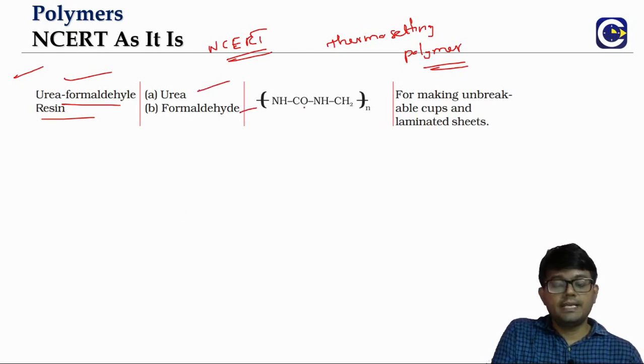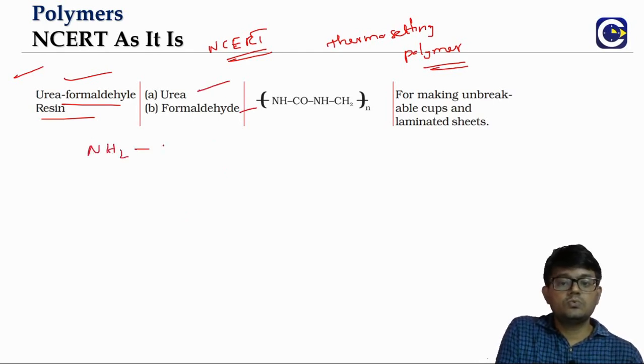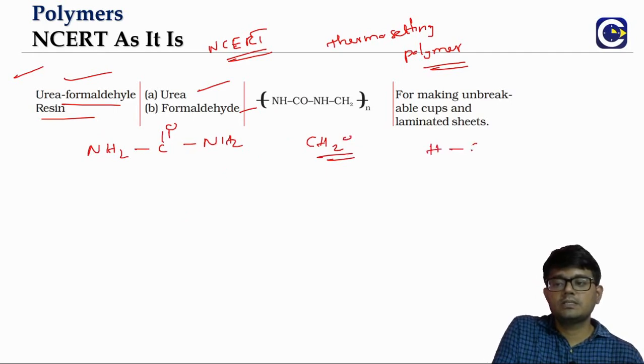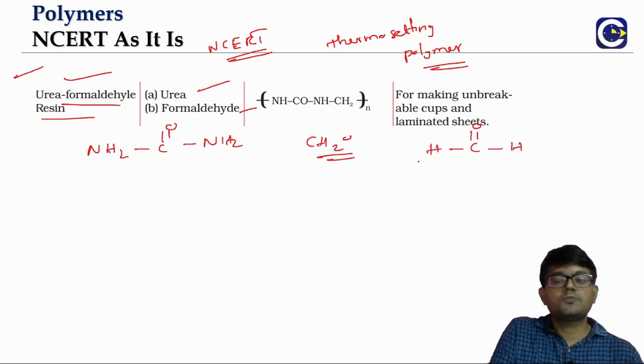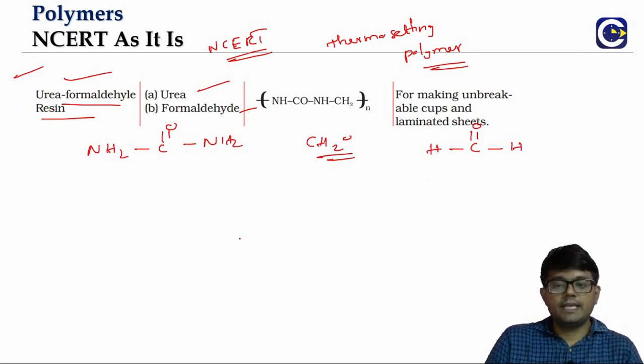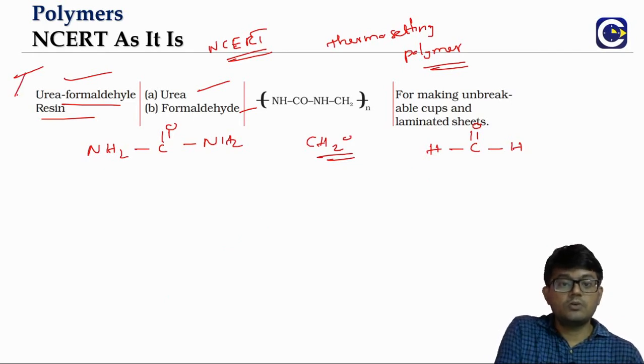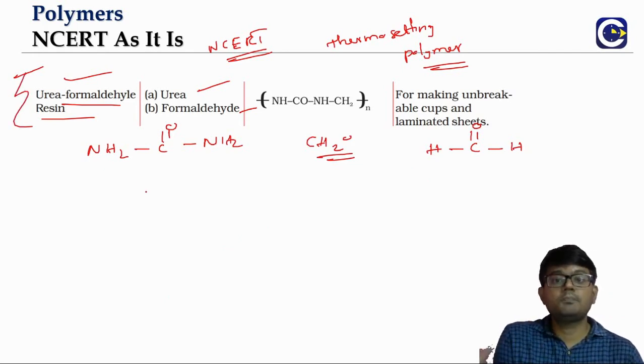Urea and formaldehyde. So urea is NH2, CO, NH2. Formaldehyde is CH2O, or we can read it as HCHO. This is formaldehyde. Same mechanism like what we have seen before, right? What happens? First there will be the resin formation. So we are talking about the resin only here, and then there will be the polymerization also.